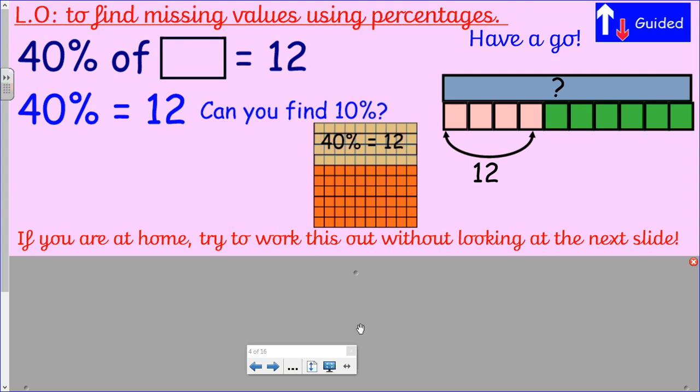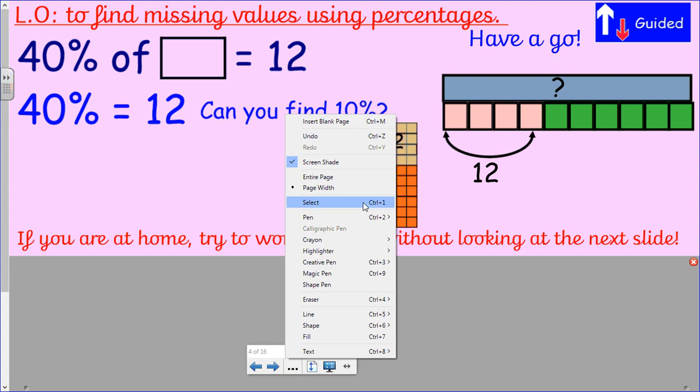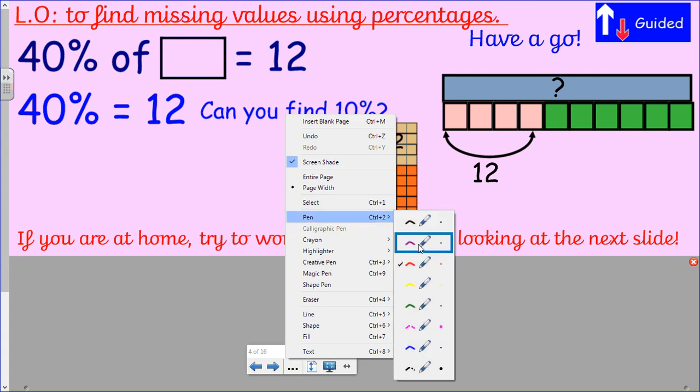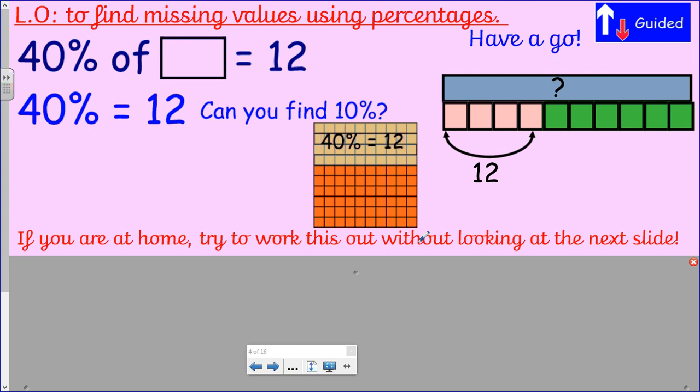I'm going to assume you've now done that, and I'm going to talk you through what we should be doing. So we know that 40% is 12. I want 10% now. So 1, 2, 3, 4 is 12. 40%. If I divide that 12 by 4, you see there's 4 equal parts, I'll end up with 1 equal part. So 12 divided by 4 is 3.